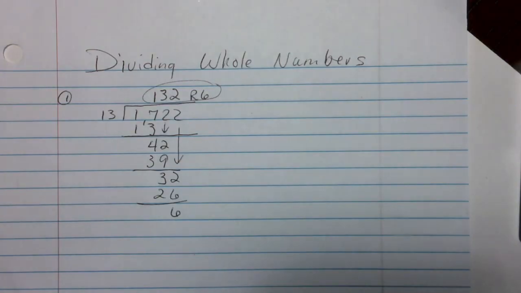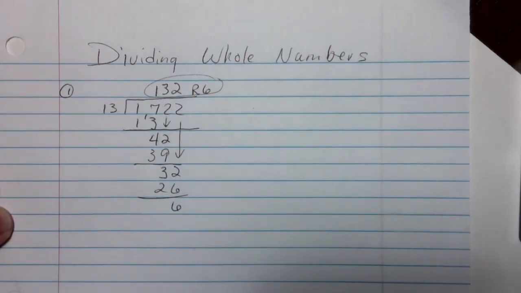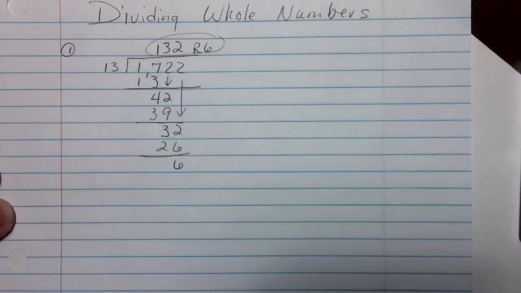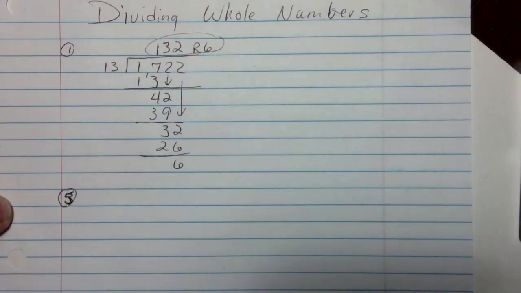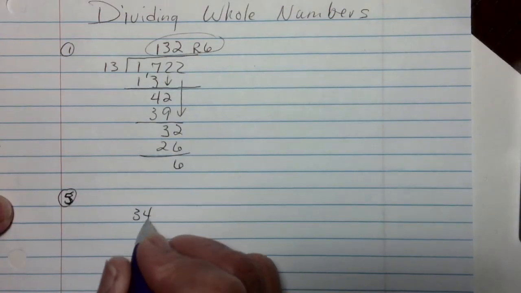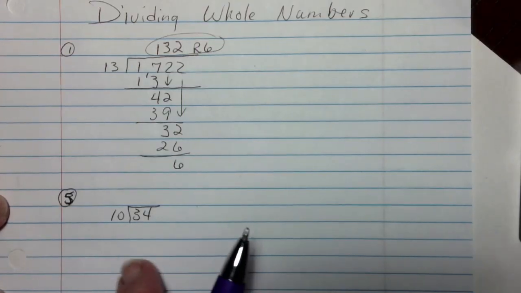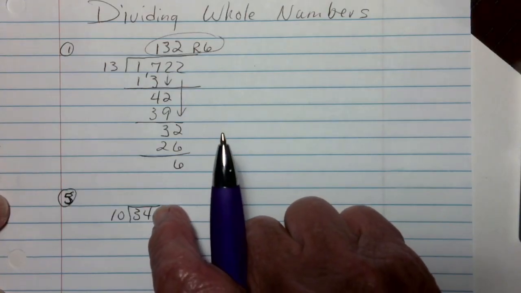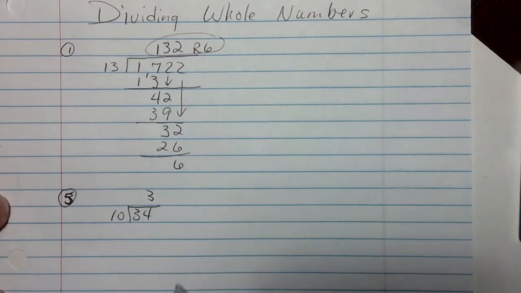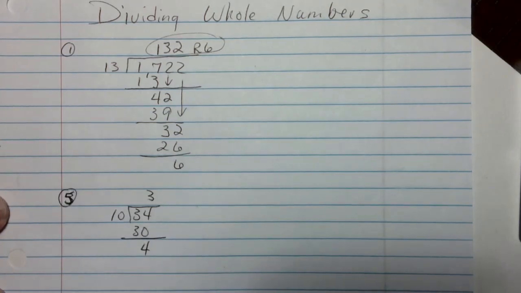All right, let's go on to number 3. And of course you would be putting all these in order on your paper, and mine won't be, but I'm going to put number 3 right here. And number 5. That's a 5. Number 5 is 34 divided by 10. Well, of course you can't divide 10 into 3, but you can divide it into 34. So it will go 3 times. So 3 times 10 is 30. And you subtract and you have a 4.